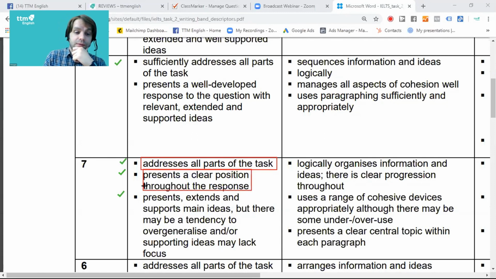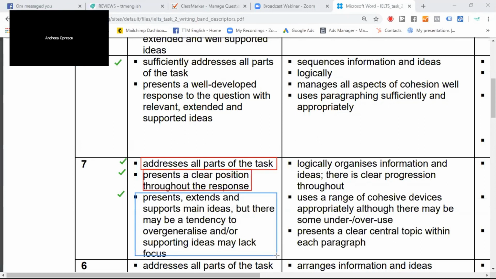I'm interested in this. Could you tell me, what is this? Presents, extends, support. To give examples and arguments. Examples and arguments.